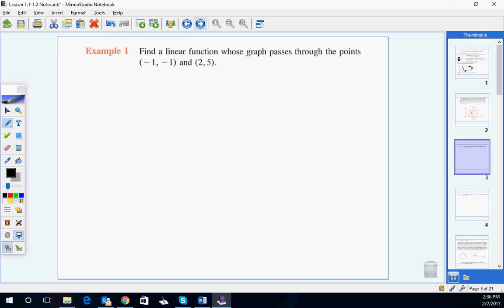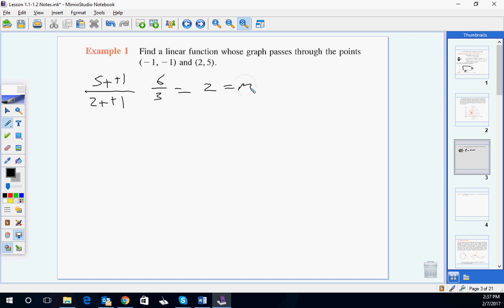Okay, so this example here, you just did this on your quiz, but we'll do it again. Find linear functions whose graph passes through these points. So we have to do change in y over change in x. So we're going to go 5 minus a negative 1 over 2 minus a negative 1. So minus a minus, 6 over 3, so 2 is our slope.